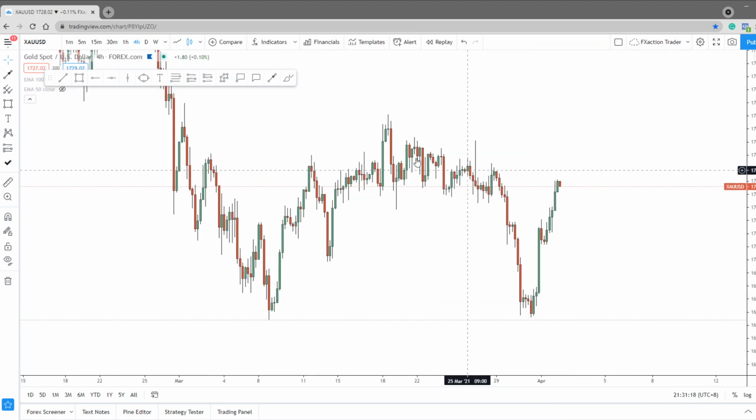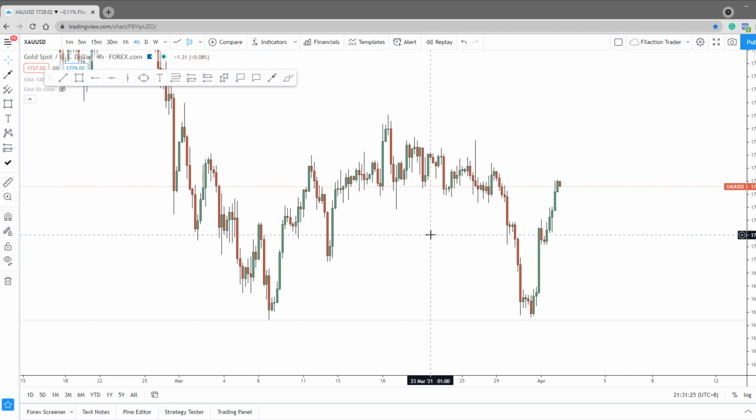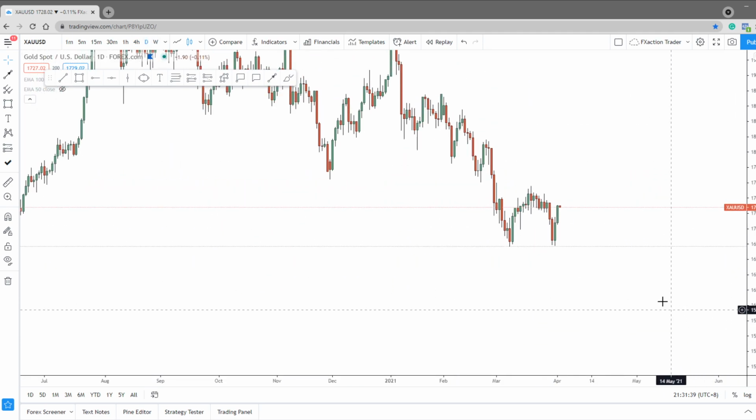So let us see about gold. All right, so gold was quite interesting last week, where we could see there was a massive sell-off at 1728, and a massive buy momentum came into the market at 1679. So let us see everything again from the daily chart.